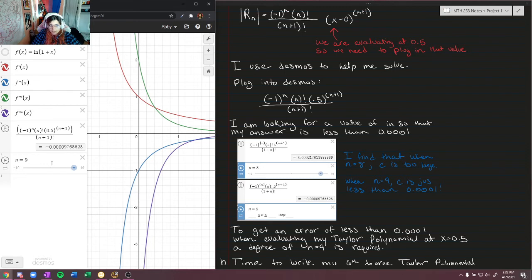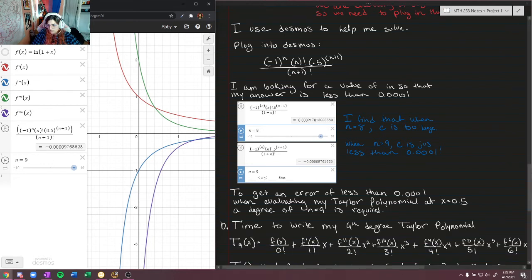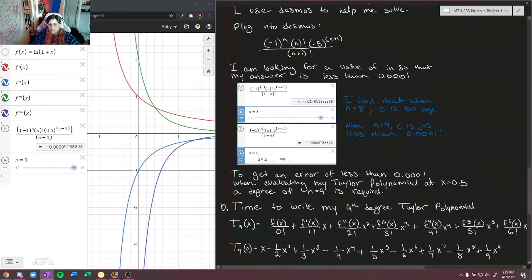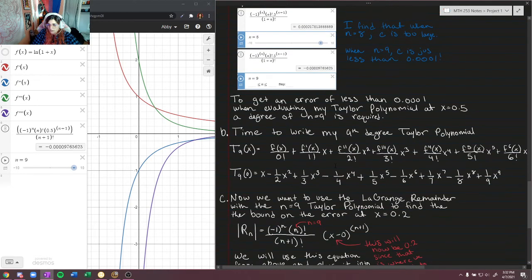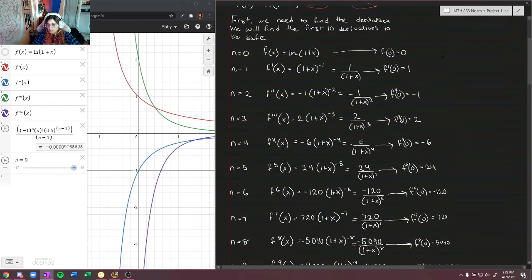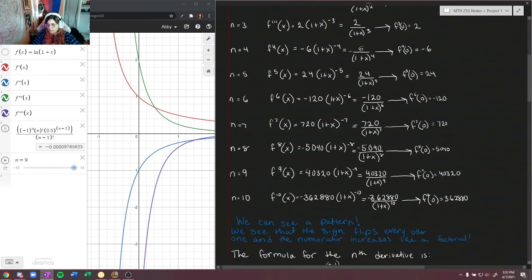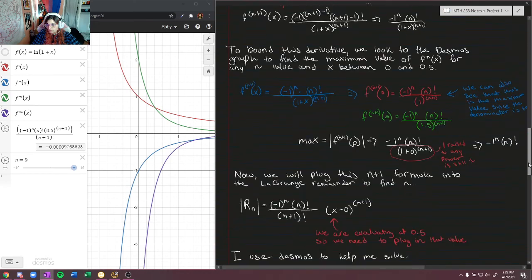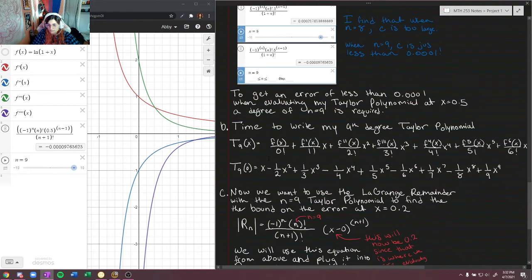So that means that in order to get an error of less than 0.0001, we have to have a degree of 9. I wrote out the whole Taylor polynomial here. Up here, I evaluated all of our derivatives at 0 to get the numerators that will go into our Taylor polynomial. Down here is the equation for the Taylor polynomial, and we're going out to the 9th degree, since that's what we found in part A. And this is what our Taylor polynomial will look like when it's simplified.